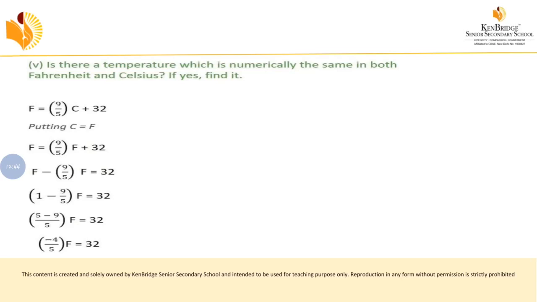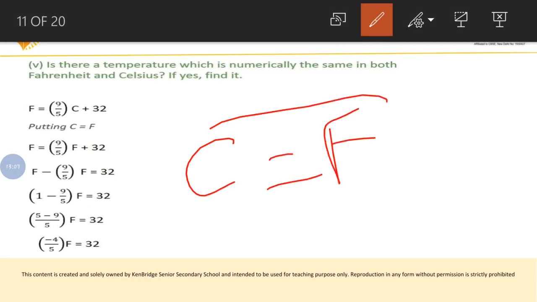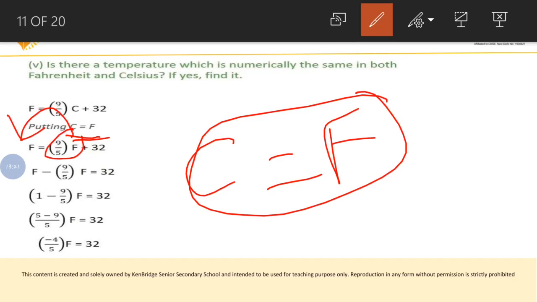Fifth subdivision. Is there a temperature which is numerically the same in both Fahrenheit and Celsius? If yes, find it. Is there any temperature where Fahrenheit and Celsius are the same? So what we have to do, the condition is C is equal to F. So this is our condition that we are going to apply here. Instead of C also we are going to write F. So F is equal to 9 by 5 into F plus 32. And all the F terms we take on the same side. So F minus 9 by 5 into F is equal to 32.